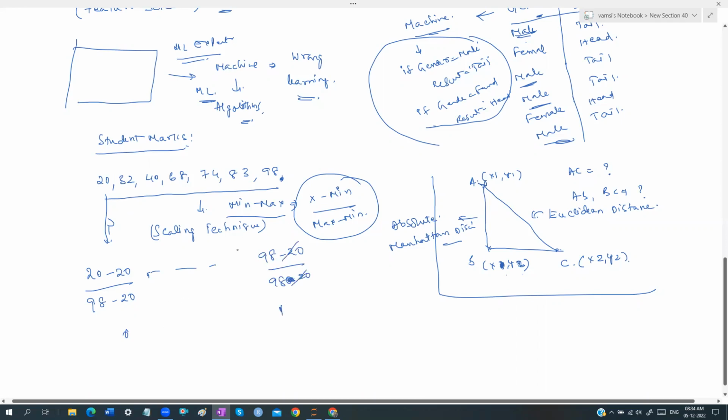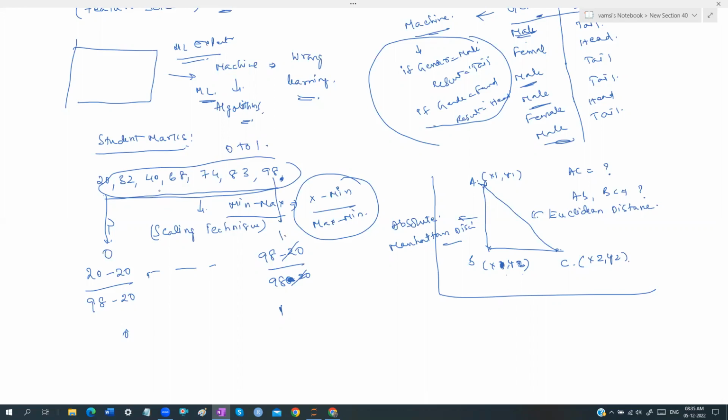That means if I do this scaling, all this data will drop between 0 and 1 only. The minimum value will always come to 0. The maximum value will always come to 1. But what about the middle values? There will be some value between 0 and 1. This is what we call min-max scaling. If I tell you the formula, anybody can do it.